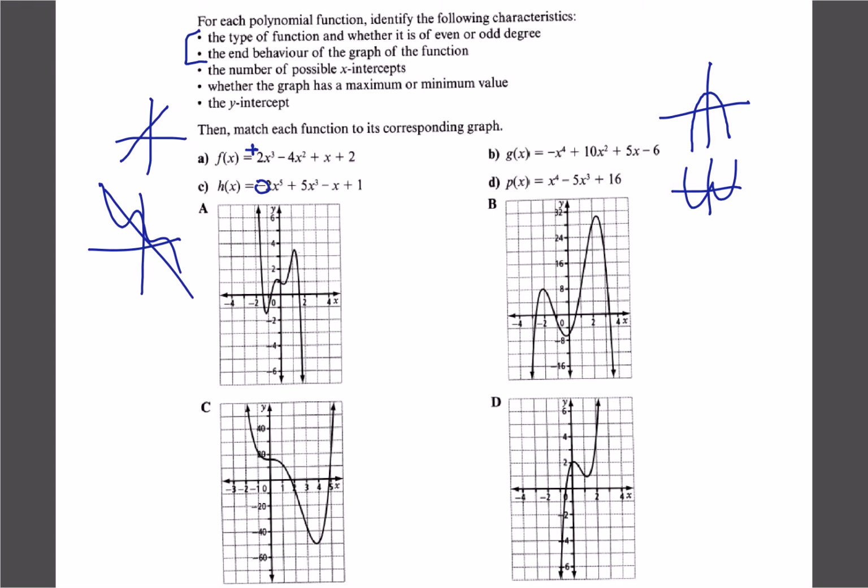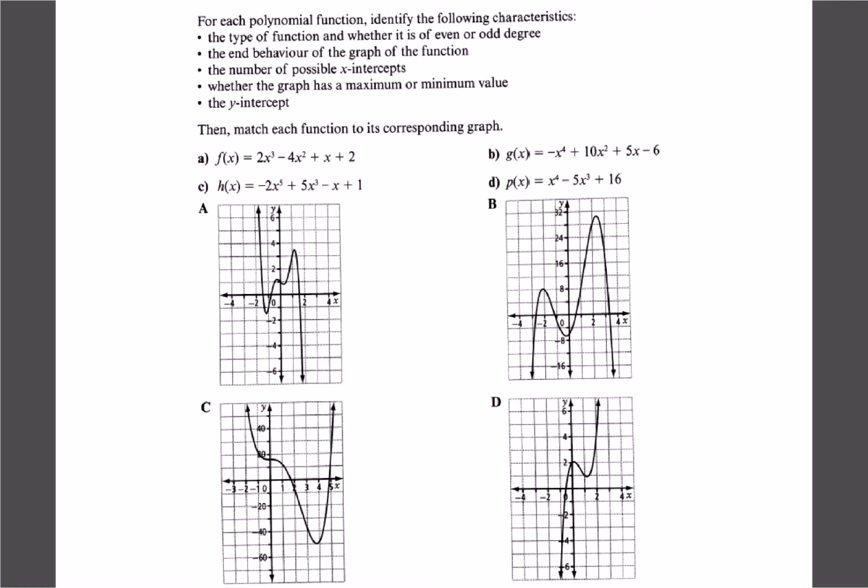Okay, so that's the first two, just sort of helping you figure out whether it's right side up, upside down, and which quadrants it's going to go between. The next thing now, what we want to do is check out the number of possible x-intercepts. So if we got a third degree, that means it could cross 3 times, but it doesn't have to. It could be 1, 2, or 3.